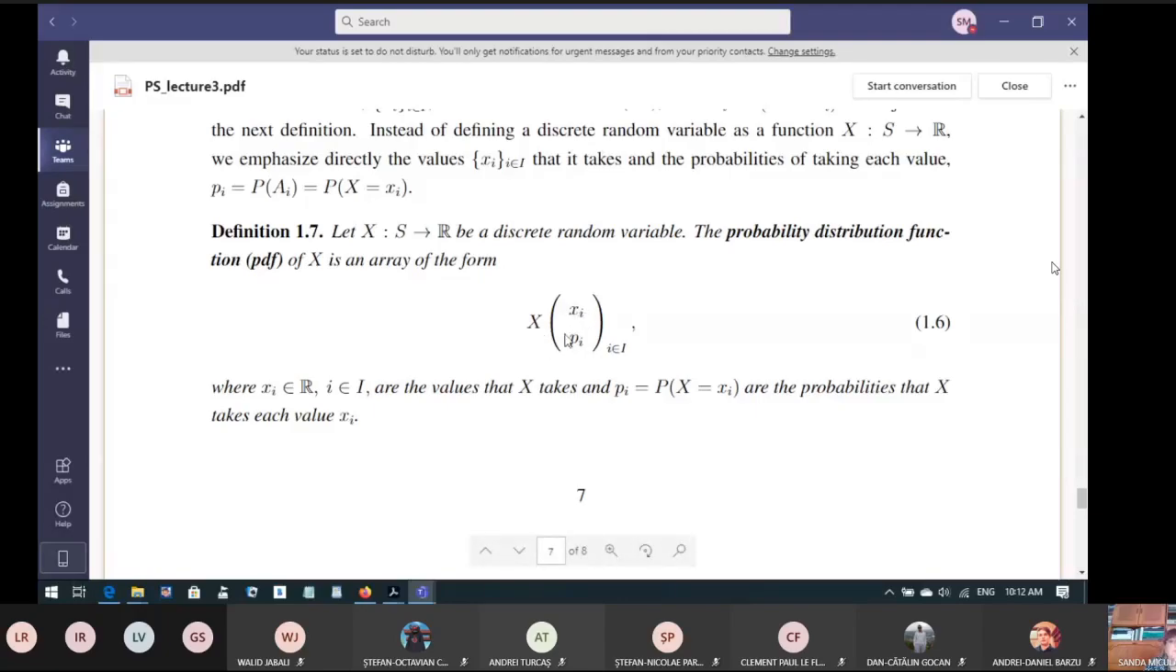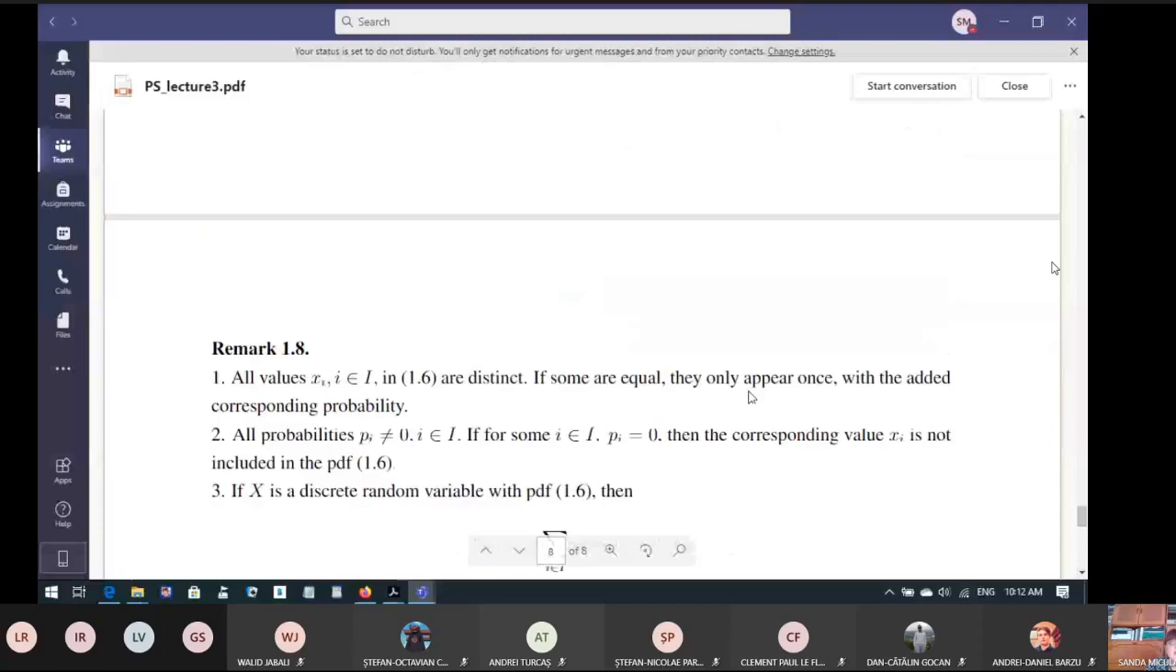Again, because it is countable. So values and corresponding probabilities. It takes these values with these probabilities. Of course, to get a better idea, the values are all distinct. They're listed in increasing order, so we get an idea here. Which values of the entire real line does this random variable take? So that's the PDF: values and probabilities.